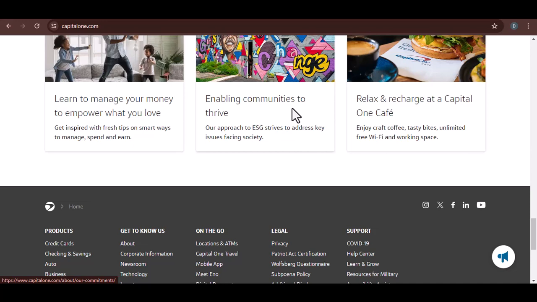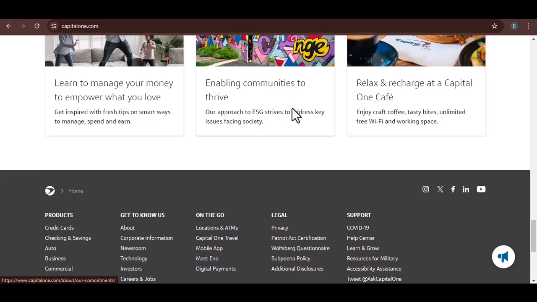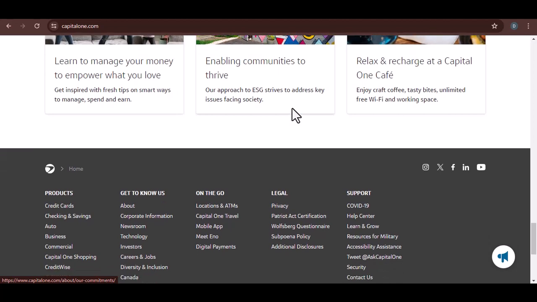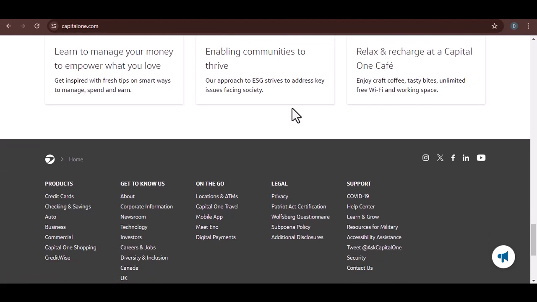So, there you have it. Capital One offers both credit cards and store cards, catering to different financial goals. Remember, responsible credit card use can be a great way to build credit and earn rewards, but always spend within your means.